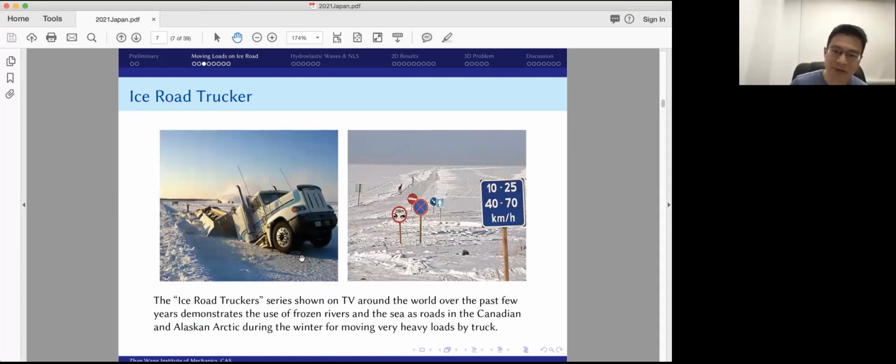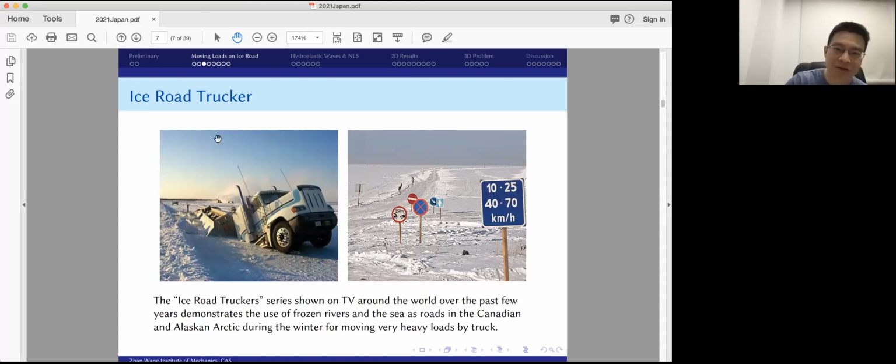The TV show has been quite popular in the past few years. It demonstrates the use of frozen rivers and the sea as roads in Canada, Alaska, and Antarctica during the winter for moving very heavy loads by trucks. The show tells you that you have to drive the truck very carefully. If you don't, you will sometimes break the ice.